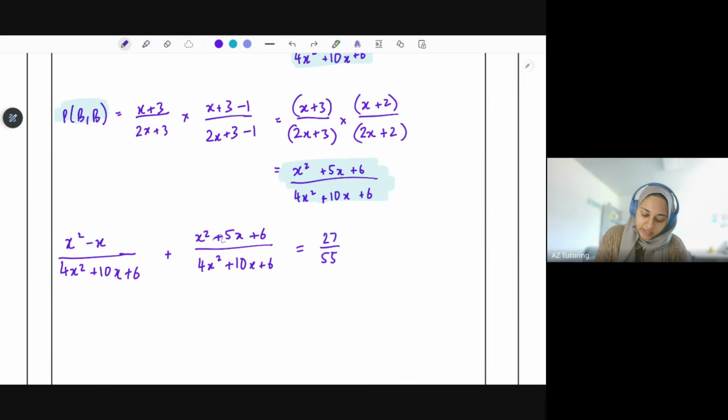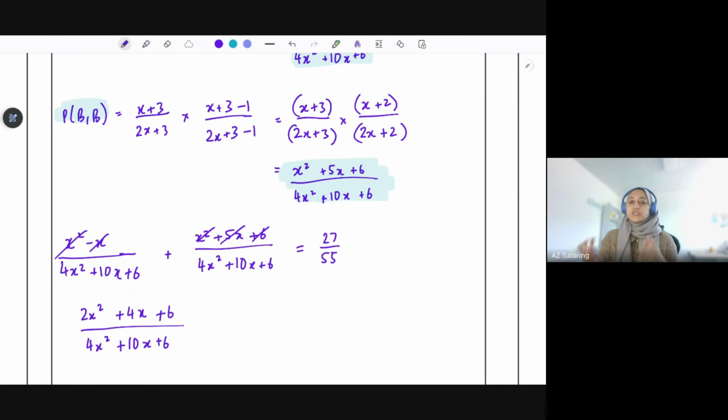We've got x squared add x squared, which is 2x squared. So I've done that. Minus x plus 5x is plus 4x. And then we've got plus 6. Okay, and that's all over our denominator, 4x squared plus 10x plus 6. Remember, when we're adding fractions, the denominator just stays exactly the same. That equals 27 over 55.